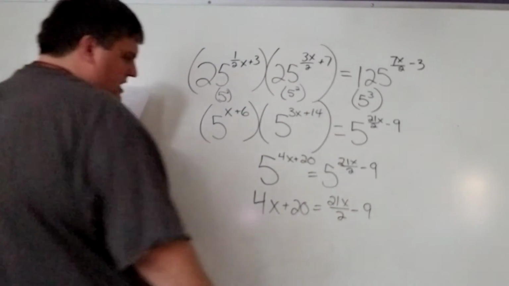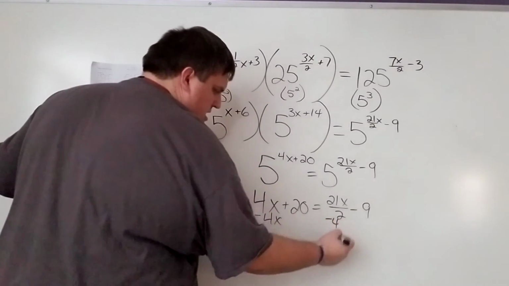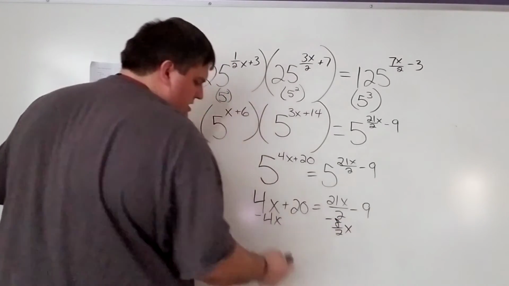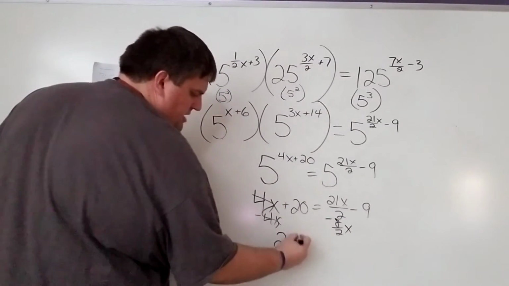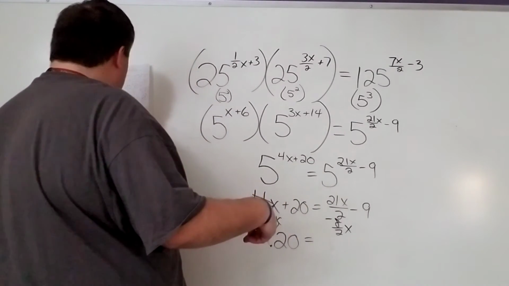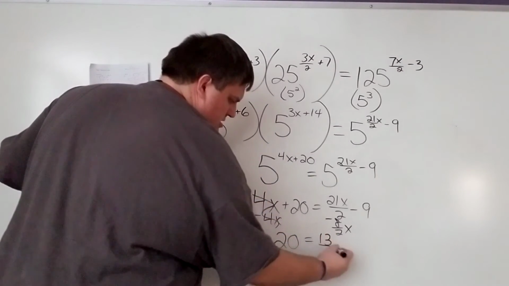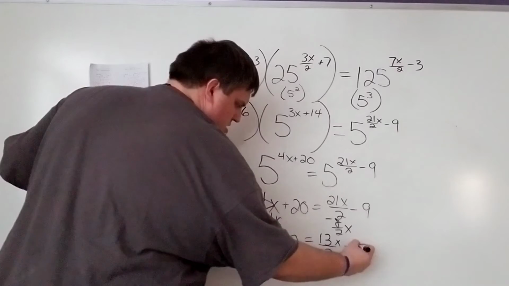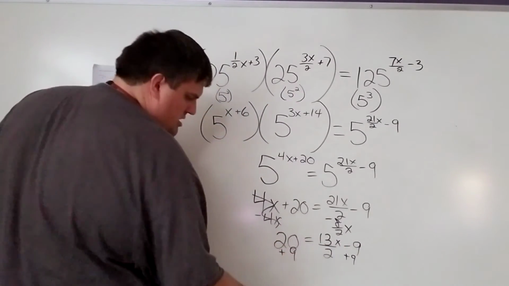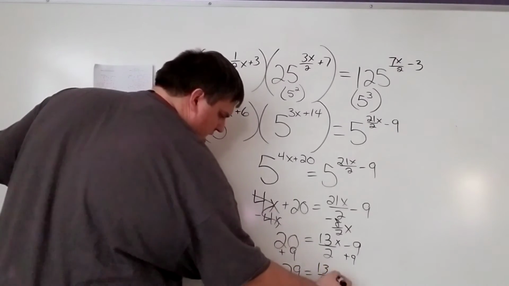And then we just got to do the hard stuff, right? So minus 4x from both sides. Remember, 4x would be 8/2. I'm just going to do that so that it's already common denominators. So 21/2 minus 8/2. 21 minus 8 is going to give me, what, 13? Add 9. That would be 29 equals 13/2 x.